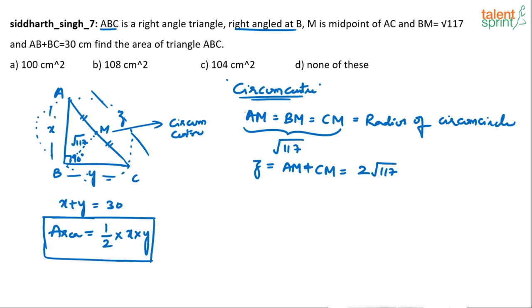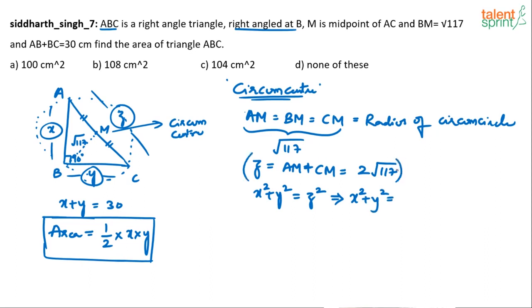Now, also the other important theorem applicable in a right angle triangle is the Pythagoras theorem. X, Y and Z. What can we say? X squared plus Y squared should be equal to Z squared. Square on both the sides. So Z squared will be equal to what? 4 into root 117 squared, which will be 117. So this is the second equation that we have in terms of X and Y. This is the first equation. This is the second equation.